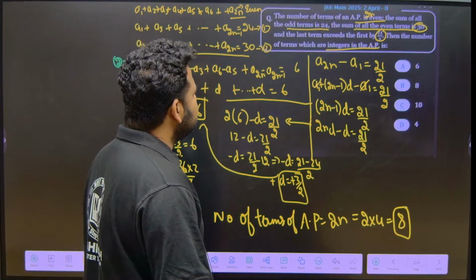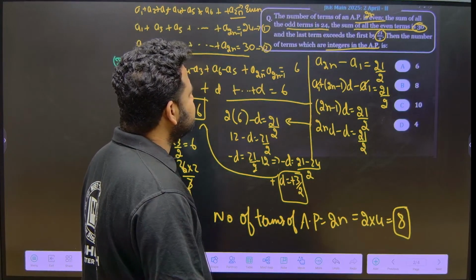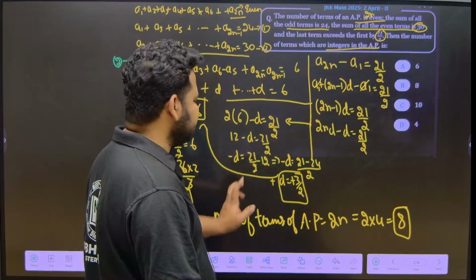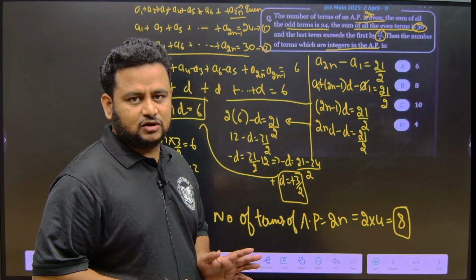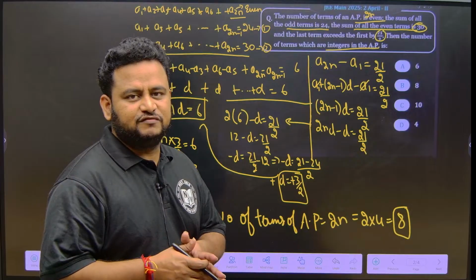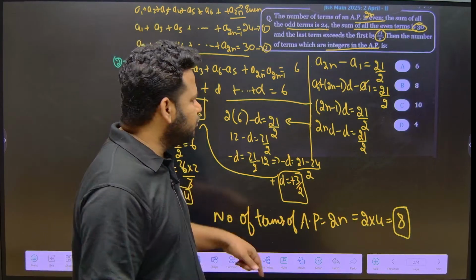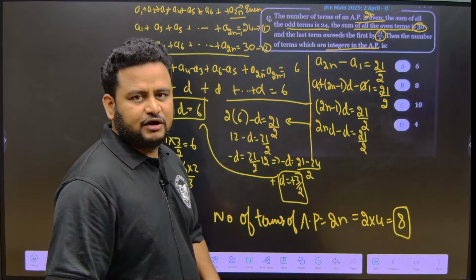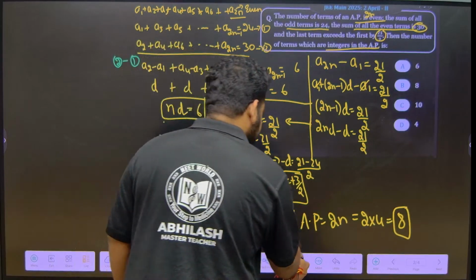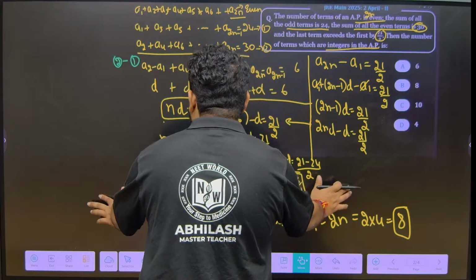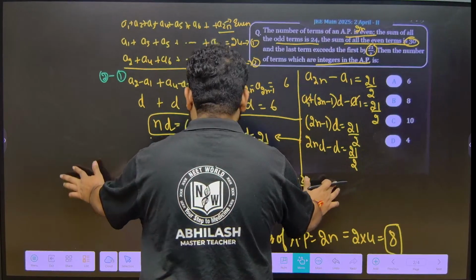Now, they are asking about the number of terms which are integers in the AP. So already we got D. To find out whether they are integers or not, we need to find one more important piece of information. For an AP, we have to find A and D. Already we got D, so we have to find A. To find A, let us make use of the odd number of terms.